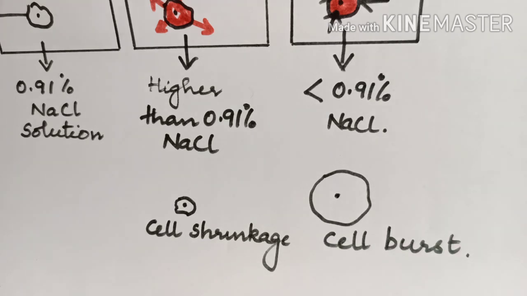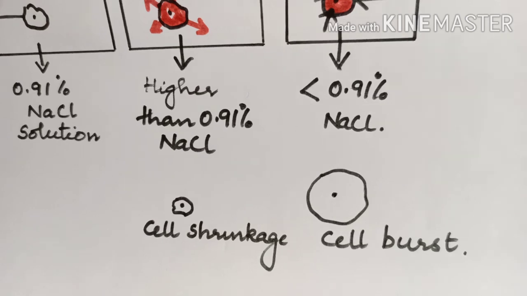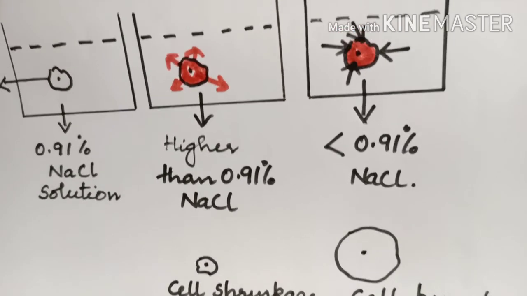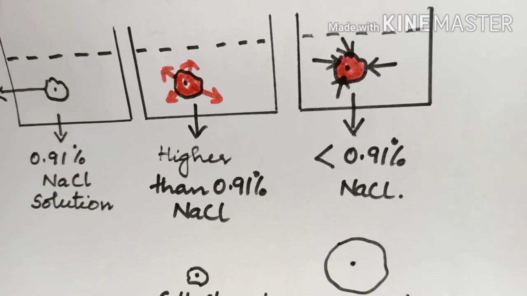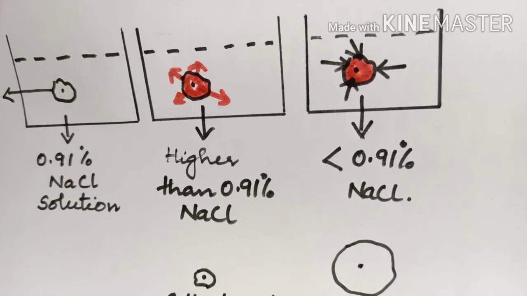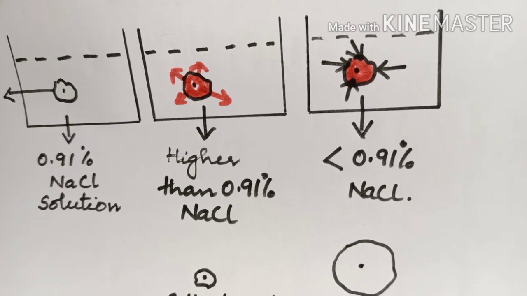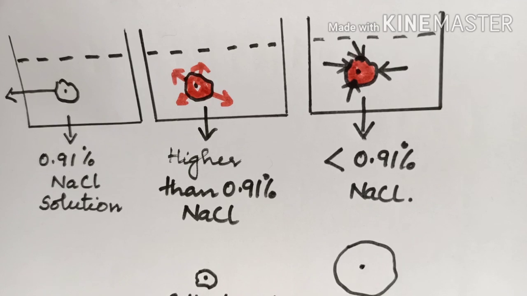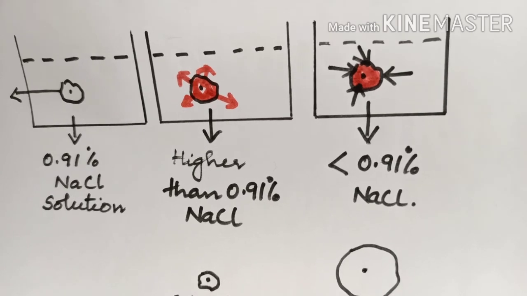So to avoid this, you find that intravenous injections are always taken by mixing or diluting with 0.91% sodium chloride so that there is no bulging or shrinkage of the cells.